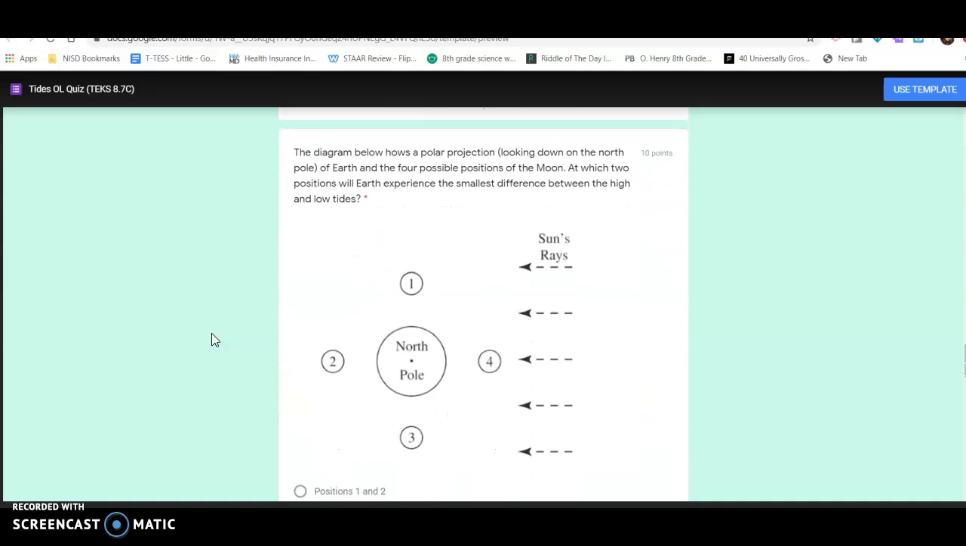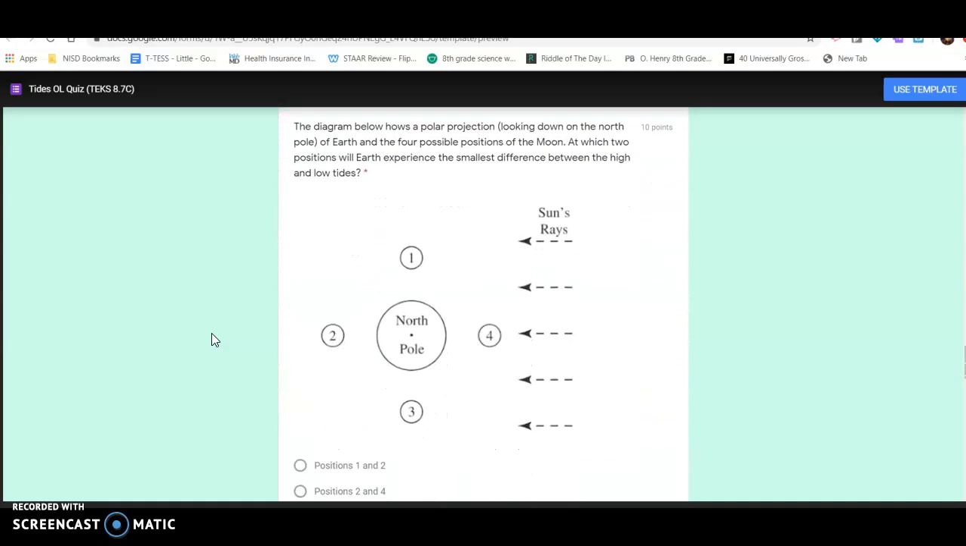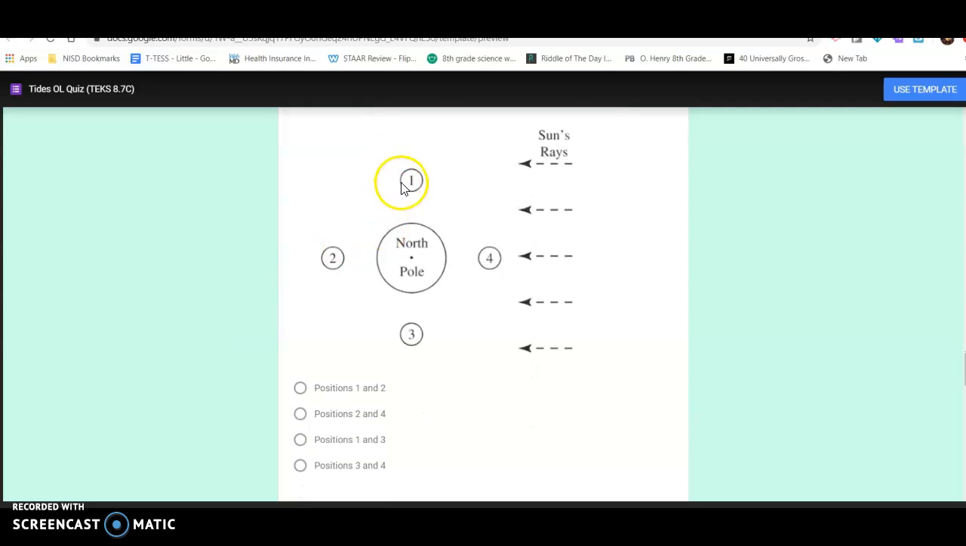Next question. Same image. The diagram below shows a polar projection, again looking down on the north pole of Earth, and the 4 possible positions of the moon. In this case, which 2 positions will Earth experience the smallest difference between the high and low tides? Would it be at positions 1 and 2, which is right here and here, positions 2 and 4, positions 1 and 3, or positions 3 and 4? In other words, where am I going to find a neap tide?